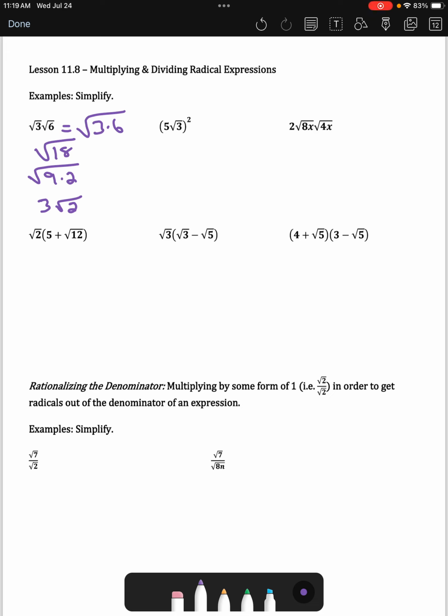5 root 3, quantity squared. Now this is multiplication, 5 times root 3, with an exponent outside of the multiplication. The rule for this, back with exponents, was to give the exponent to both of the things being multiplied, which means the 5 gets the exponent, and the root 3 gets the exponent. 5 squared is 25. Root 3 squared is 3. Remember, the square root of something squared: square root and square cancel each other out. 25 times 3 is 75.